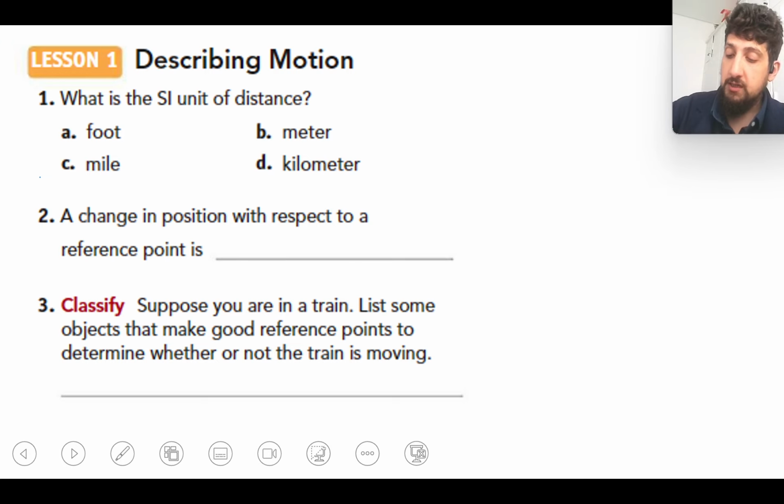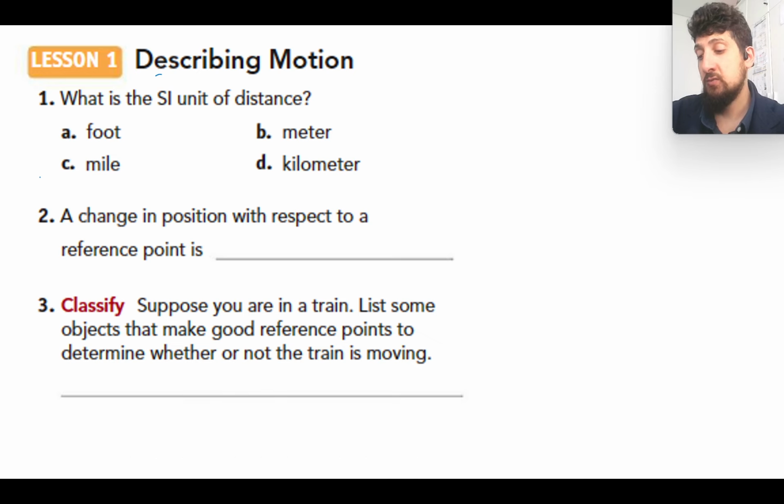Okay, so the first question here asks us about motion. What is the SI unit for distance? Now, first of all, in order to be able to answer this, we need to understand what SI stands for. So SI stands for Standard International, which is basically just the international standard of units. So what we mean by international standards is the units that are used by all countries. All people will understand it.